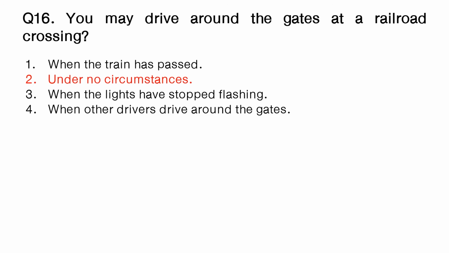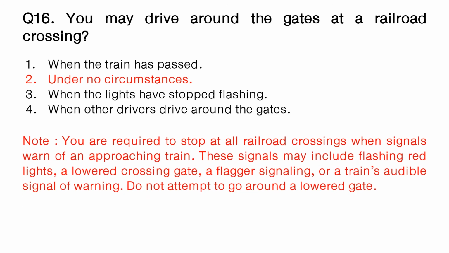Under no circumstances. Note. You are required to stop at all railroad crossings when signals warn of an approaching train. These signals may include flashing red lights, a lowered crossing gate, a flagger signaling, or a train's audible signal of warning. Do not attempt to go around a lowered gate.